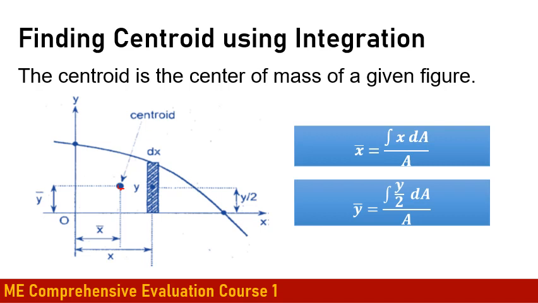So it's y over 2 because the center of this strip here is at y over 2 from the reference axis, which is the x-axis. For the y, its distance from the reference axis is y. That's why for the x, it's x. As you can see here, its distance from the reference axis is x. That's why it's x.